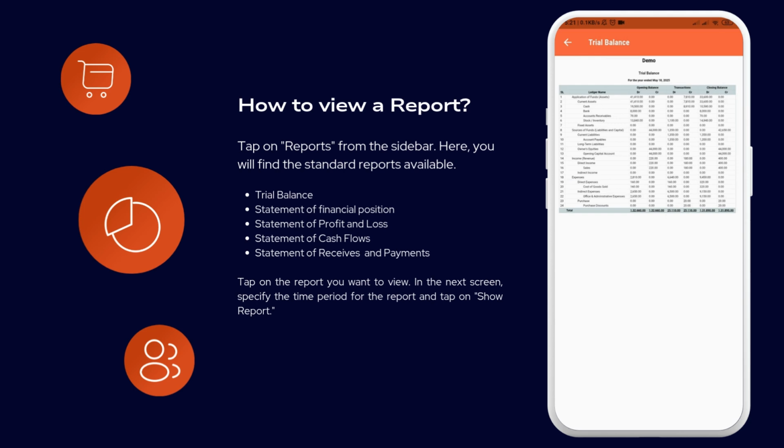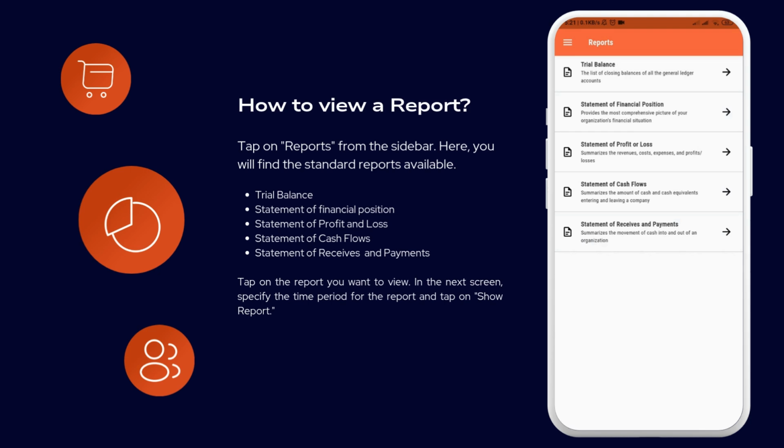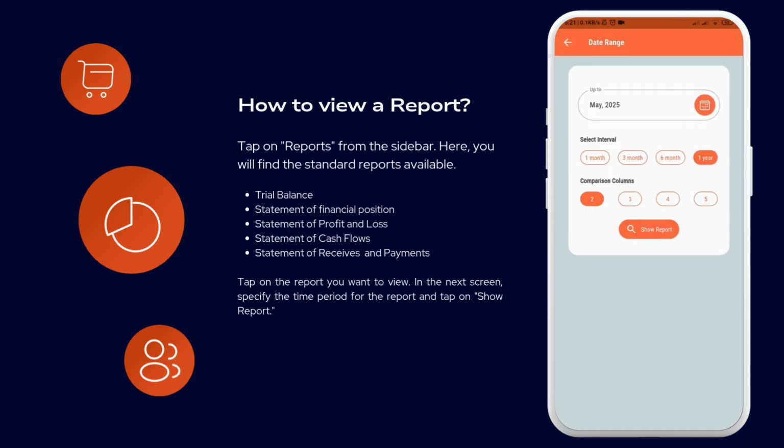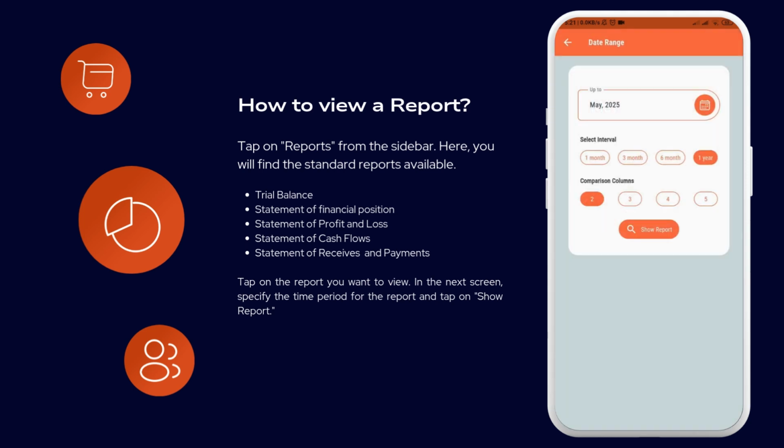Now, let's learn how to select a reporting period and apply comparisons. First, in the date field, specify up to which month of the year you want to view the report. To define the reporting period, select a time range. This can be 1 month, 3 months, 6 months, or 1 year. If you want to compare the report across different time periods, you will need to select a comparison range.